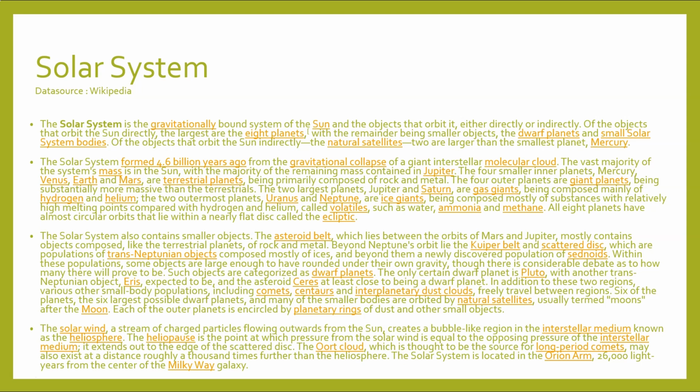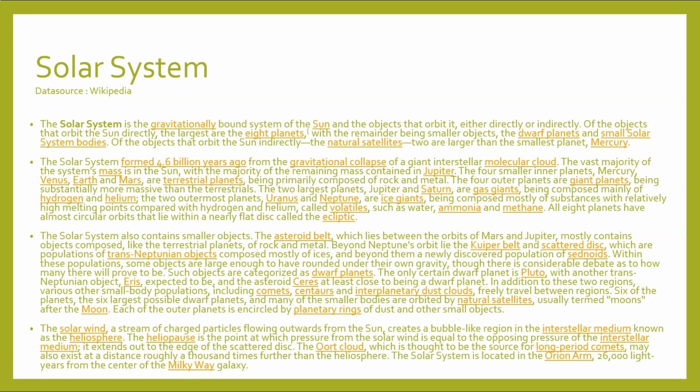The solar system is a gravitationally bound system of the Sun and the objects that orbit it, either directly or indirectly. Of the objects that orbit the Sun directly, the largest are the 8 planets, with the remainder being smaller objects, the dwarf planets and the small solar system bodies. Of the objects that orbit the Sun indirectly, the natural satellites, 2 are larger than the smallest planet, Mercury. The solar system formed 4.6 billion years ago from the gravitational collapse of a giant interstellar molecular cloud.